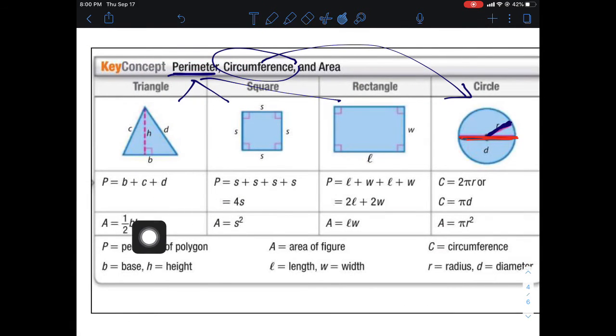Area is base times height, b times h. B is base. Height is h. Half of that for a triangle. For a square, area is the side times the side. So this times this is your area. So s squared. For a rectangle, it's length times width. So length times width is your area. L is length, W is width. And for area of a circle, it is pi times r squared. So you take the radius and you square it and multiply by pi.